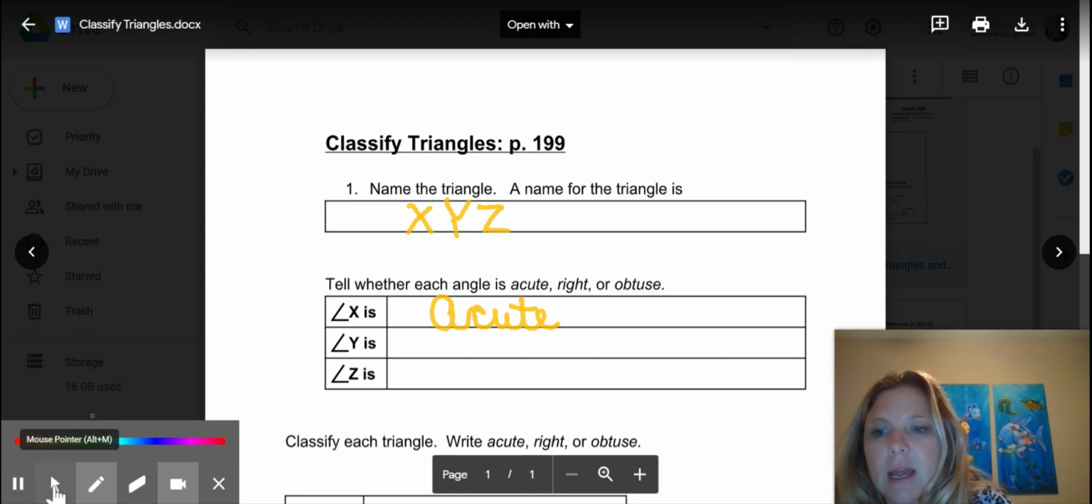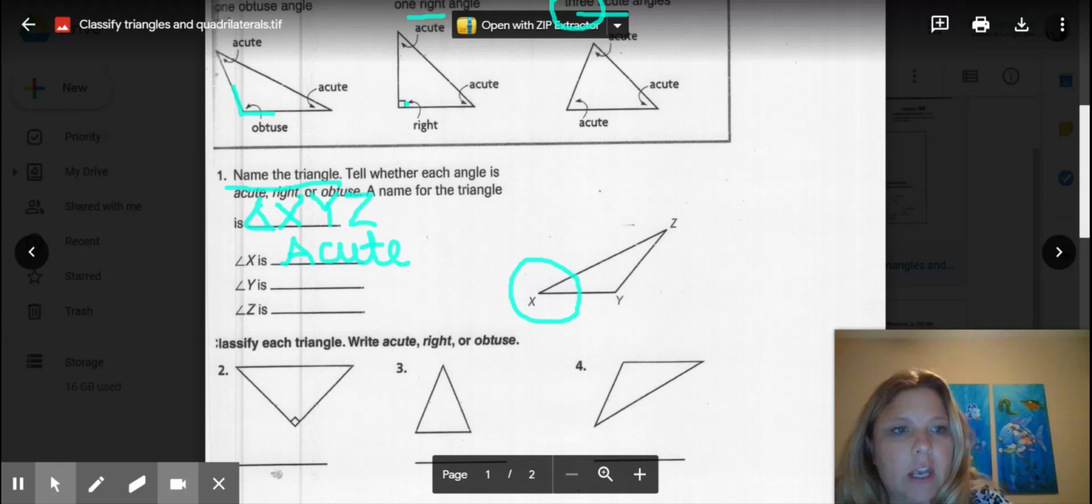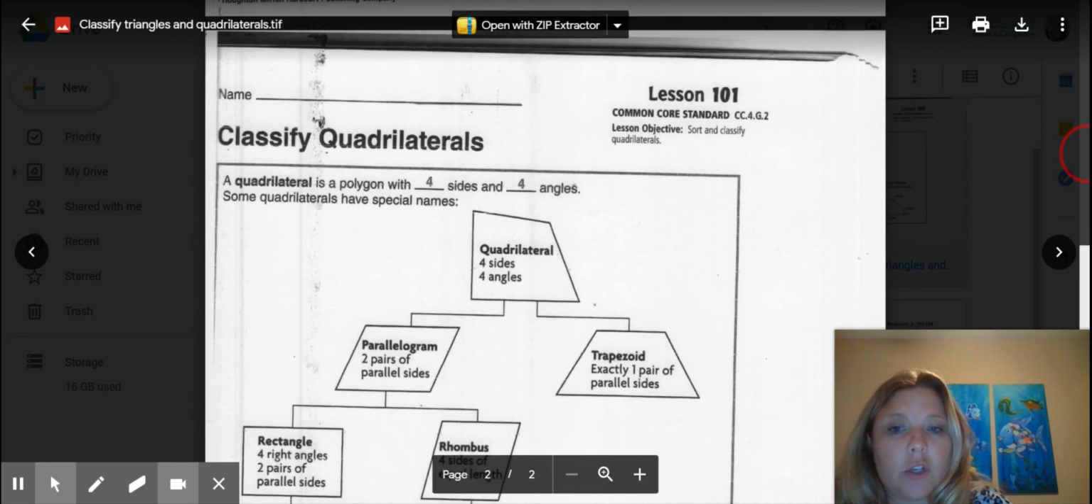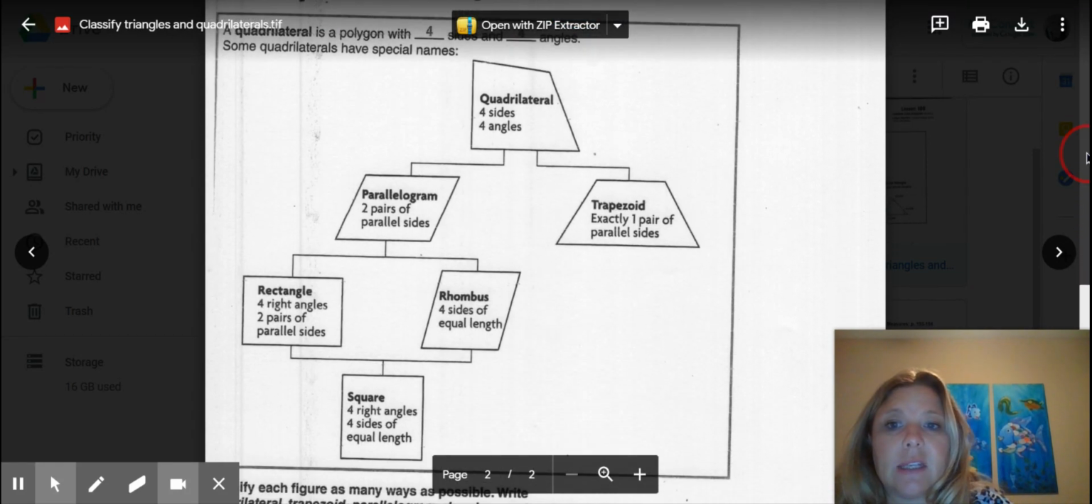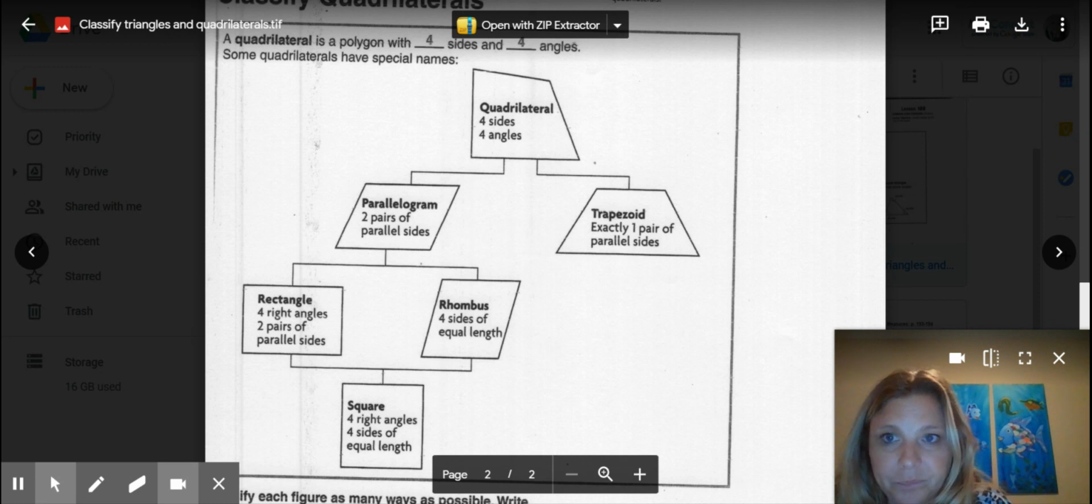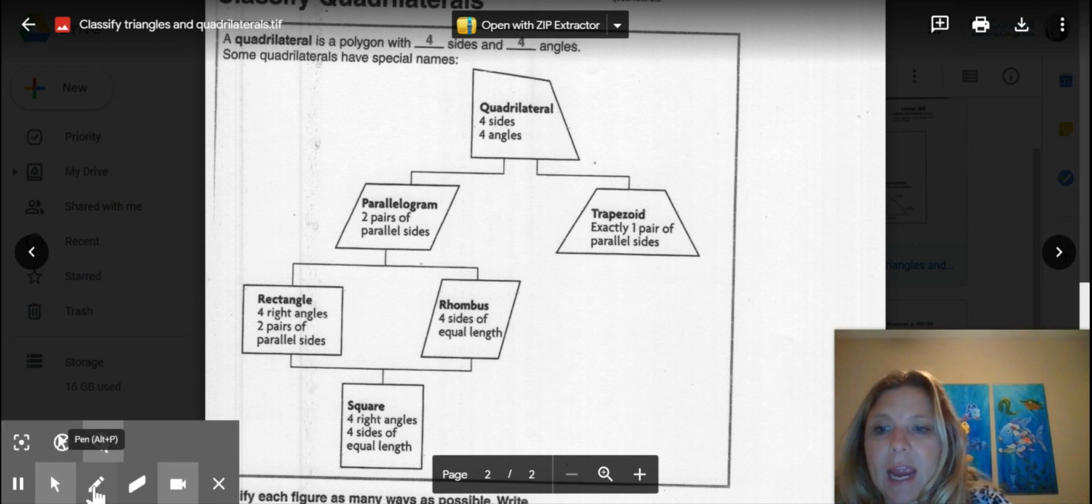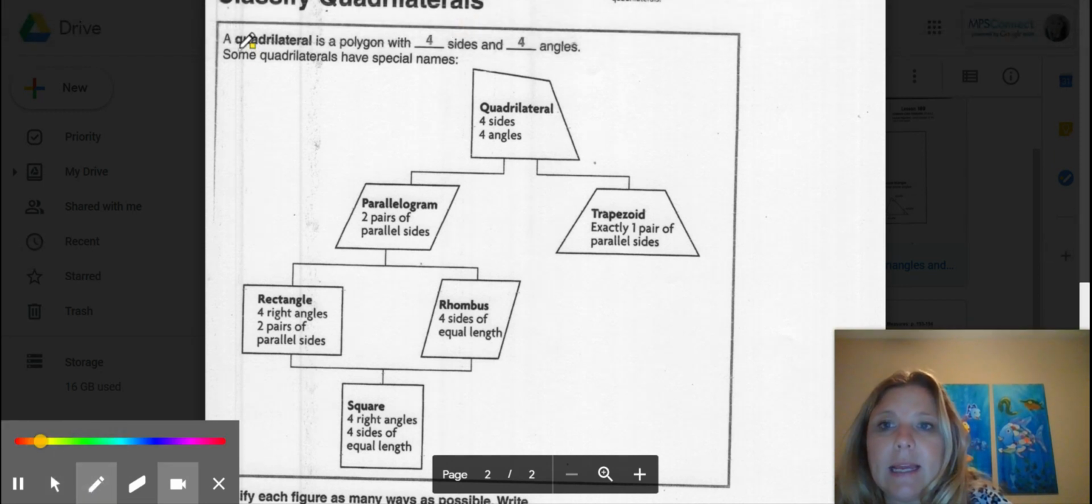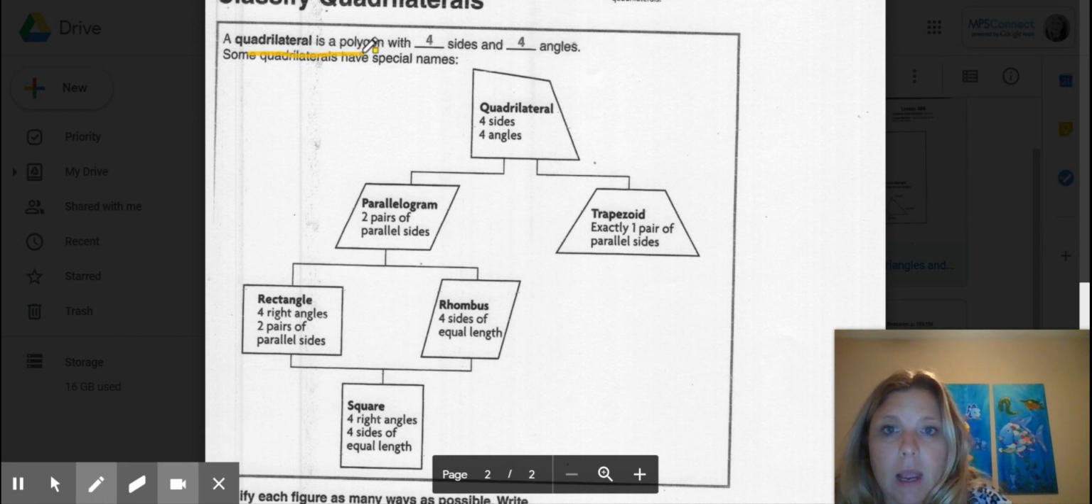Okay? The next worksheet that I want to go over that you're going to be expecting to do is classifying quadrilaterals. Now, let's look at this task analysis. I love how they laid this out. Remember that a quadrilateral is a polygon, okay? A polygon that has four sides and four angles, okay?